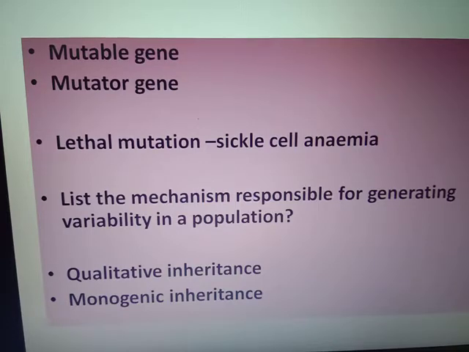I told you that the normal shape of RBC is called disc shape. It will change into sickle shape. When the RBC changes into sickle shape, its oxygen carrying capacity is reduced. Okay, when the sickle cell anemic genes are seen in homozygous condition, it may lead to the death of the person. That's why that type of mutation is known as lethal mutation. An example for lethal mutation is sickle cell anemia. Clear?